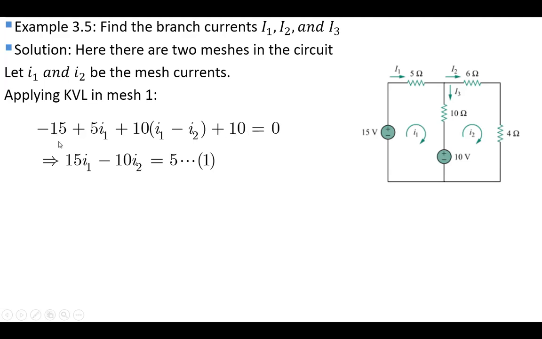We can transfer that minus 5 to the right hand side, so this should be equal to 5. So this is equation number 1. Again you can see, because there are two unknowns, we must have two simultaneous linear equations in I1 and I2 to have a unique solution.